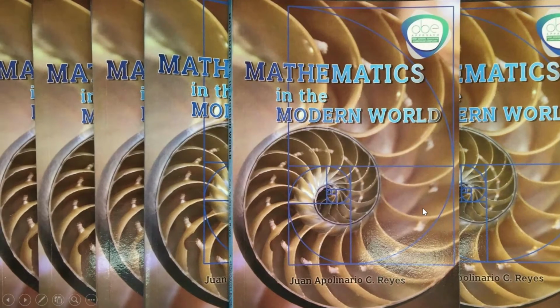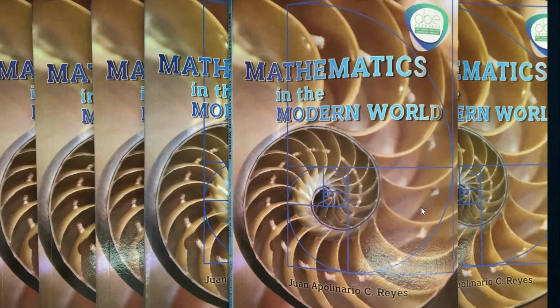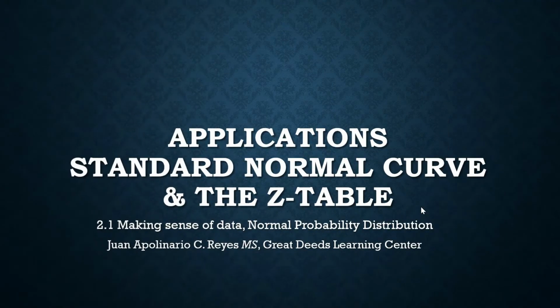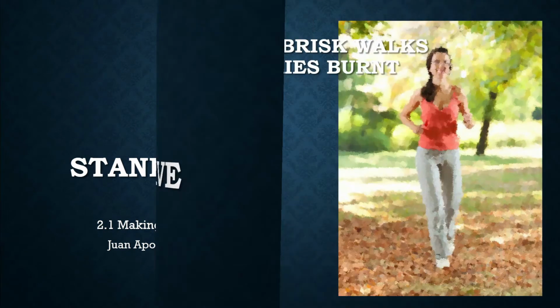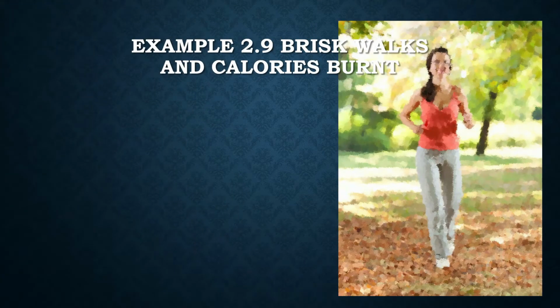In this video, we will solve a problem that requires us to use the standard normal curve and the standard table. Example 2.9, brisk walks and calories burned.